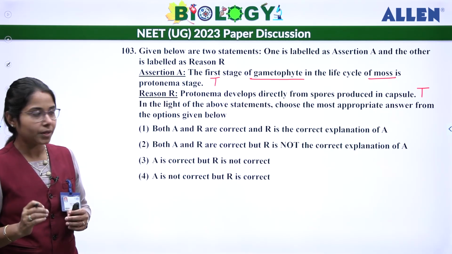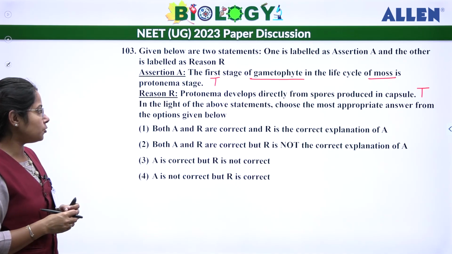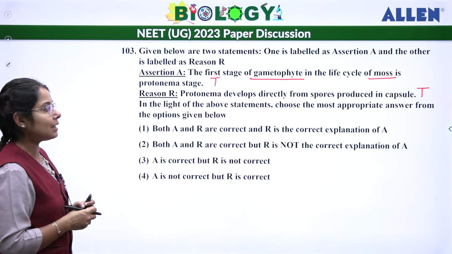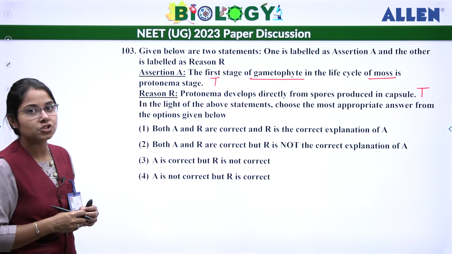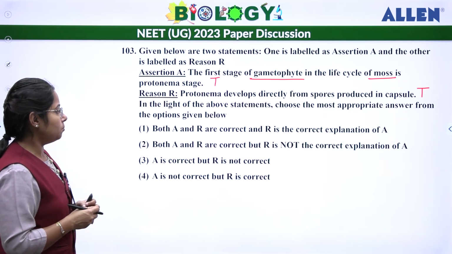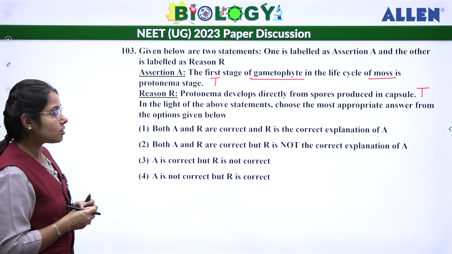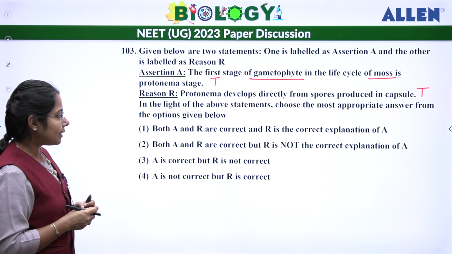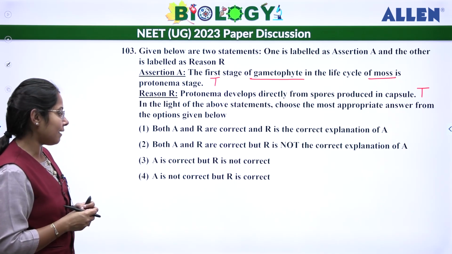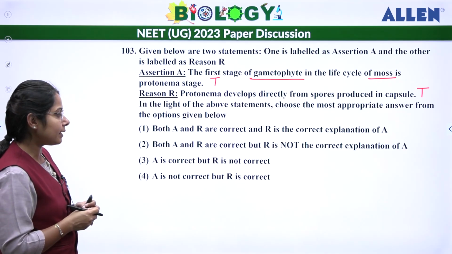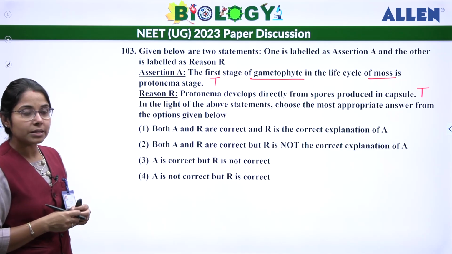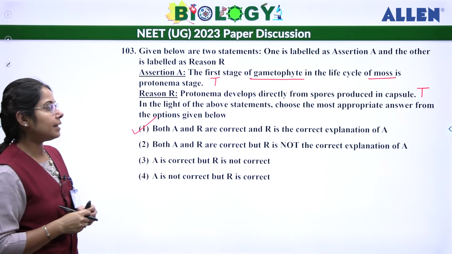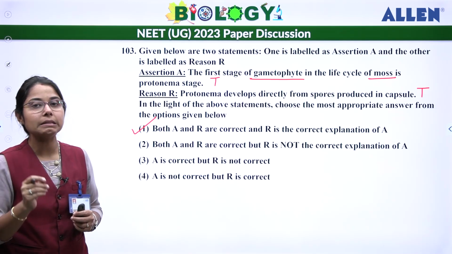Right? So if we see the first option, both A and R are correct, and R is the correct explanation of A, which is correct. Second option, both A and R are correct, but R is not the correct explanation of A. Third option, A is correct, but the R is not correct. And the fourth option, A is not correct, but the R is correct. So what is the answer for this? Answer will be this. Both A and R are correct, and R is also explaining the assertion.